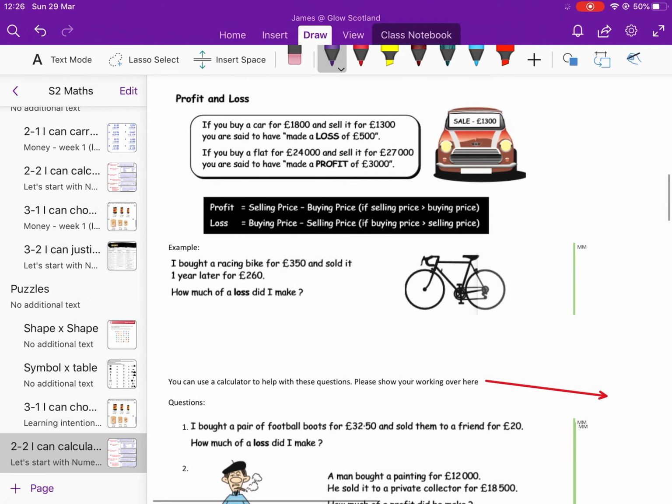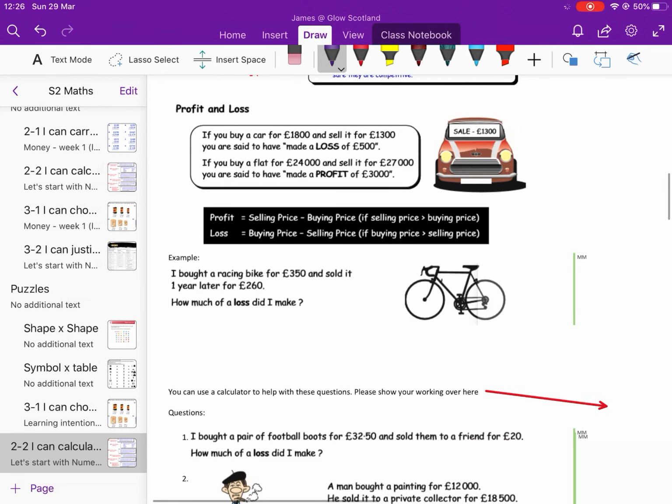Okay, I've got a few questions for us here. I'm going to do a little example first. The first section here is just really getting you to do a few calculations to do with profit and loss. So I've highlighted for you a little example with this car. So if we buy the car for £1,800 and then sell it for £1,300, we're going to make a loss because we've sold it for less than we bought it. And the difference is £500, so we make a loss of £500.